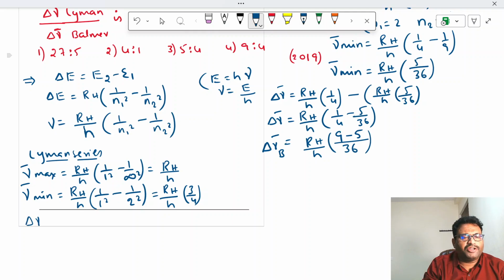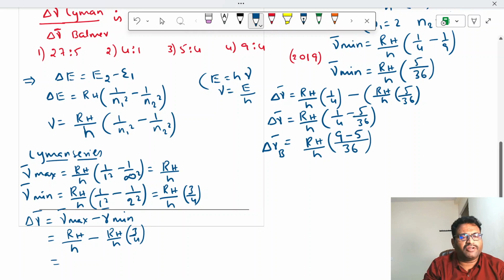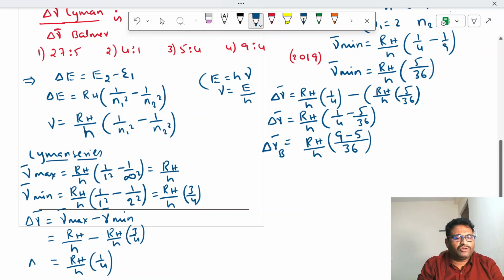So delta nu is equal to nu max minus nu minimum. Then what do you get? RH by H minus RH by H into 3 by 4. Then 1 minus 3 by 4 gives you 1 by 4. So RH by H into 1 by 4, that is delta nu for the Lyman series.